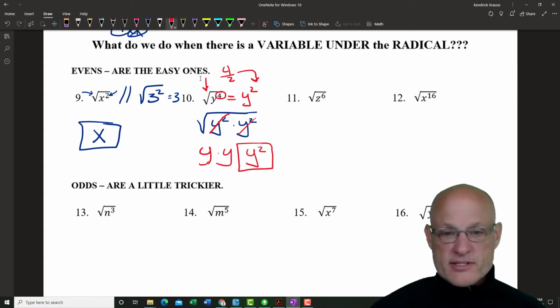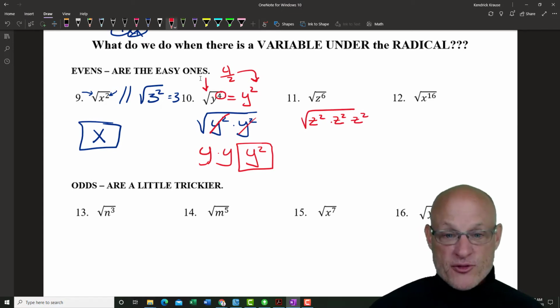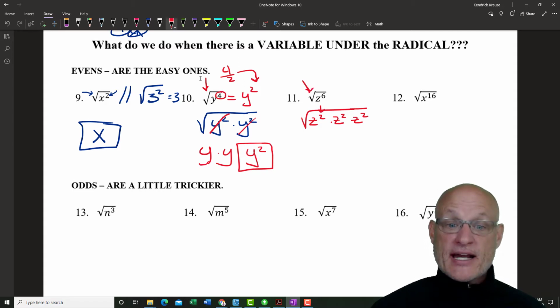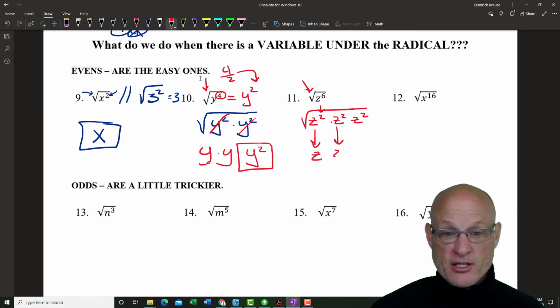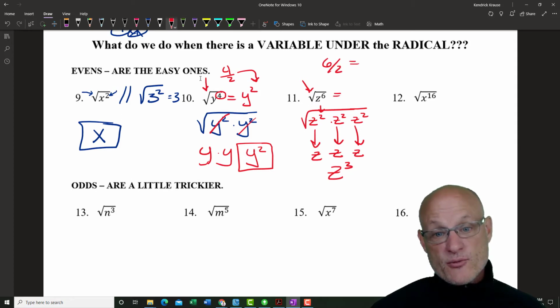Now, I'll do it one more time. This is equal to z squared times z squared times z squared. In other words, how many groups of 2 do you have? We have 3 groups of 2 because a square root and a square cancel each other out. So this just becomes z, this just becomes z, and this just becomes z, which is z cubed. In other words, for every 2, we're going to divide by 2, and we get 3, so this becomes z cubed.